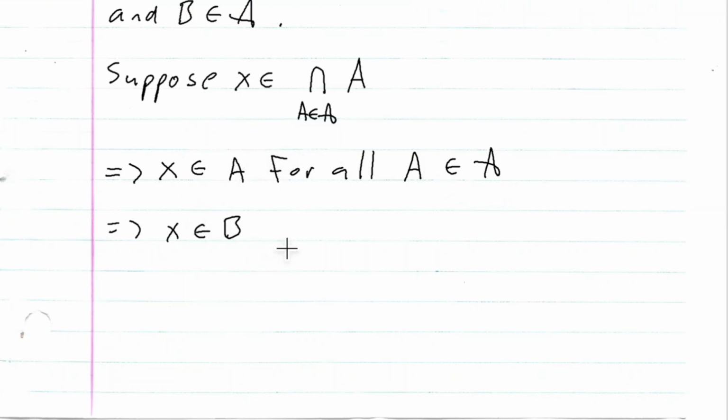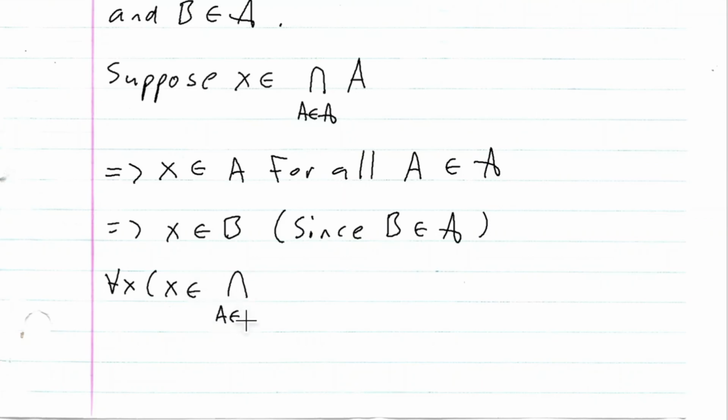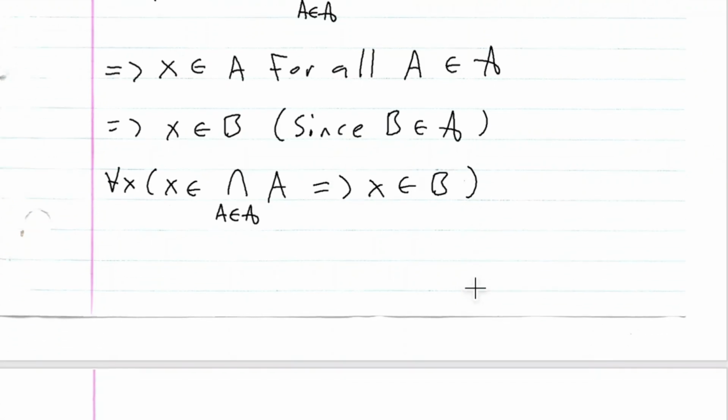So if X is in all of the sets in the family, that means X is an element of B. Of course, we can write, since B is an element of the family, that for every X that is an element of the intersection of the A's contained in the family of A, this implies that X is an element of B. So of course, this means that the intersection of these sets in the family is a subset of B. And that is the proof.